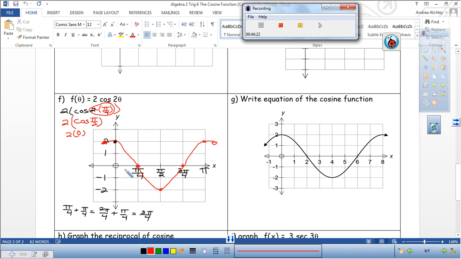Okay, now we're going to write the equation of the cosine function. Okay, our equation is y equals a times the cosine of b theta. So we need to find the a and the b in order to find the equation. So the a is the amplitude.